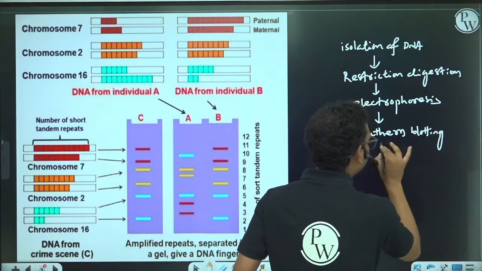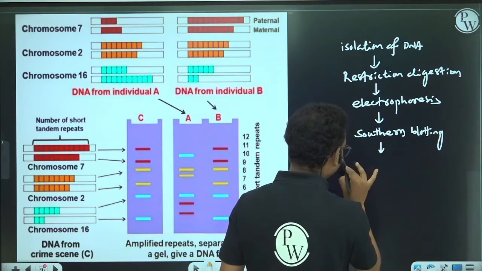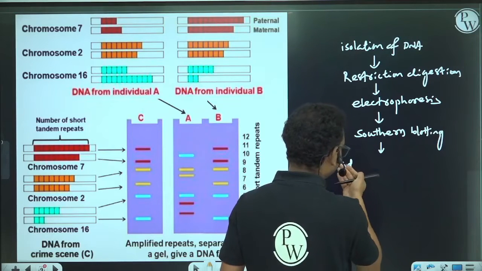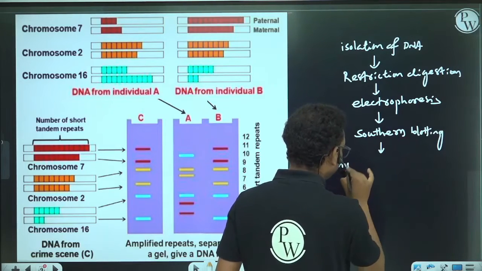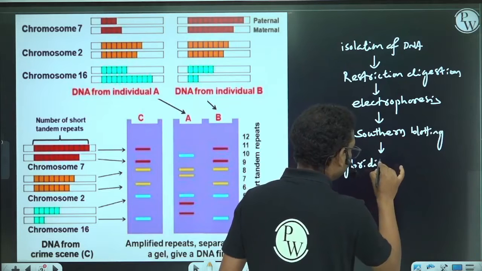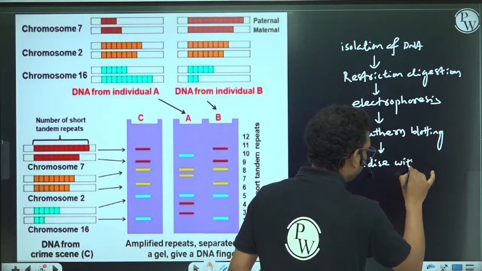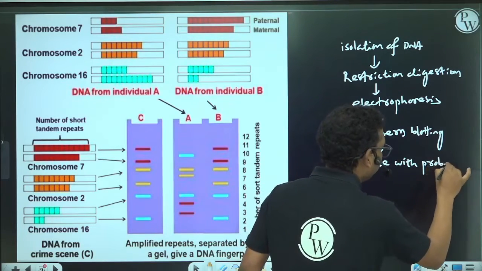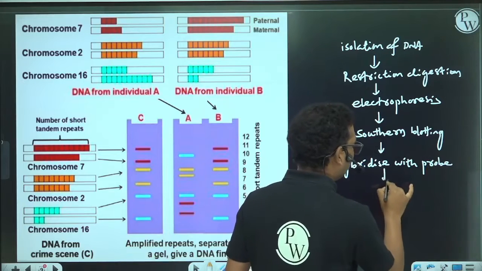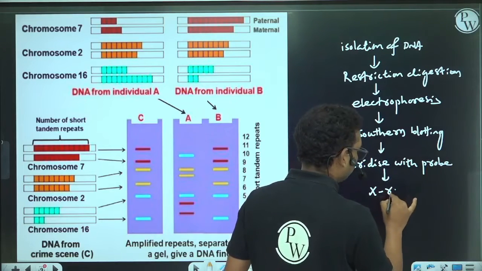Then we add the probe to hybridize, so I will say hybridize with the probe which is designed for VNTR only. Then we perform X-ray autoradiography.